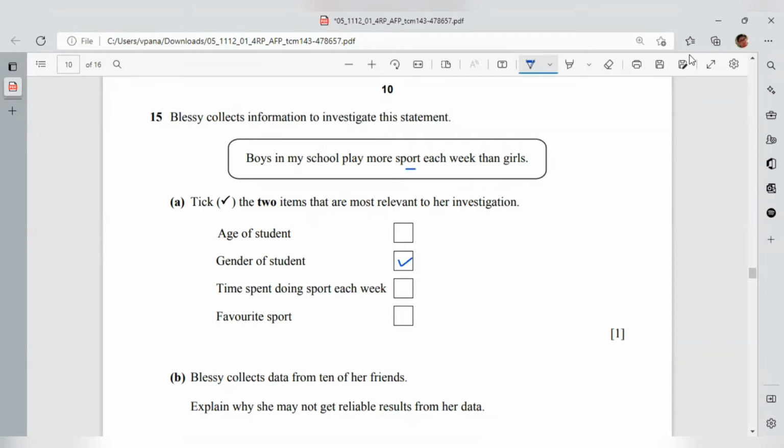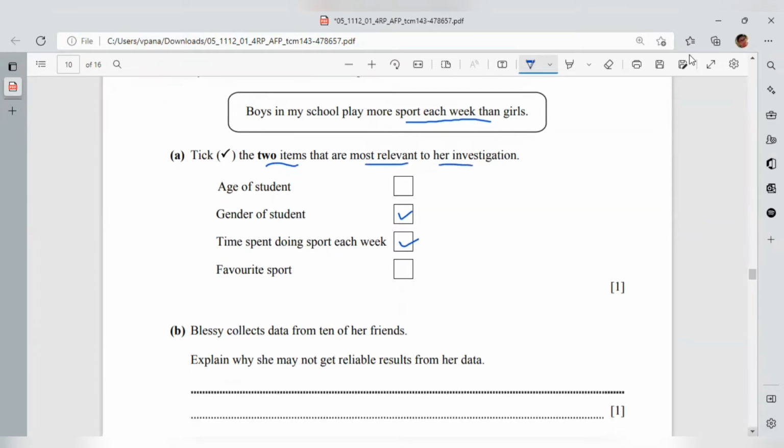And then each week, sport each week than girls. So time spent doing sport each week, right? So these are the two things which could be the correct information to investigate this. Or you can say these are the two items that are most relevant to her investigation.